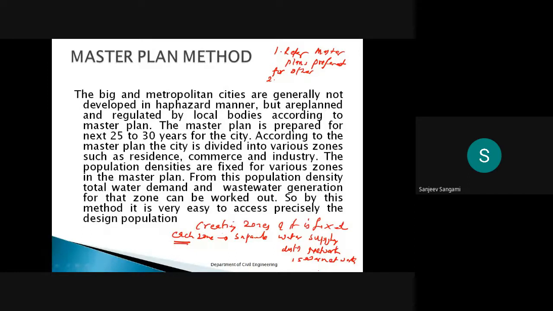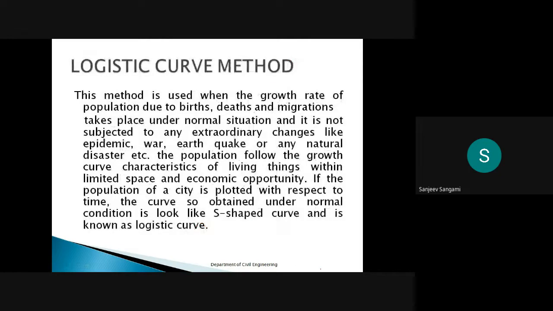So create the master plan for the city, then divide into zones. Then for those individual zones, forecast the population. That is the objective of this master plan method, by referring to the previous cities' master plans. Then we'll move on to the logistic curve method. This is the last method in your population forecasting.